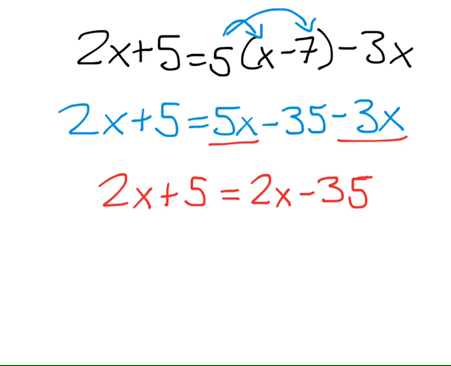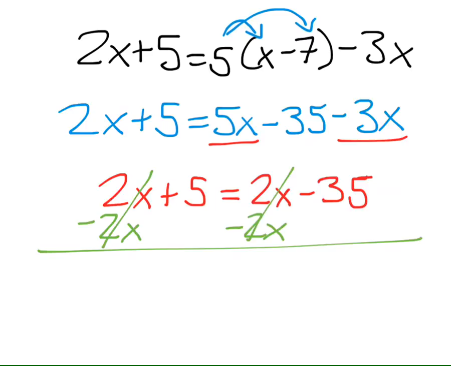Okay. Then I'm going to combine the two x's. I'm going to get those on the same side of the equal sign. So it's a positive 2x, so I'm going to subtract it from both sides. That went away, and now I'm left with 5 equals negative 35, which is a false statement, right? 5 does not equal negative 35. It never does. 5 equals 5.